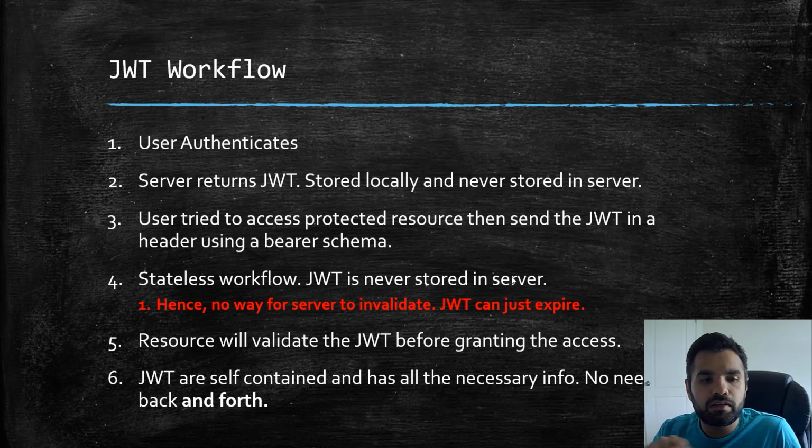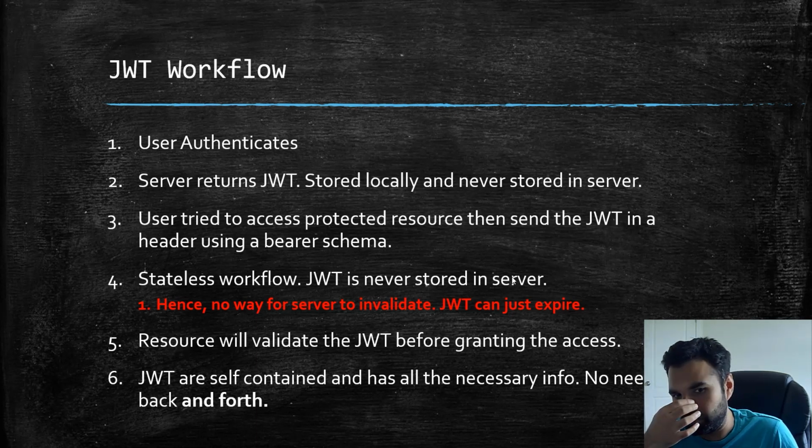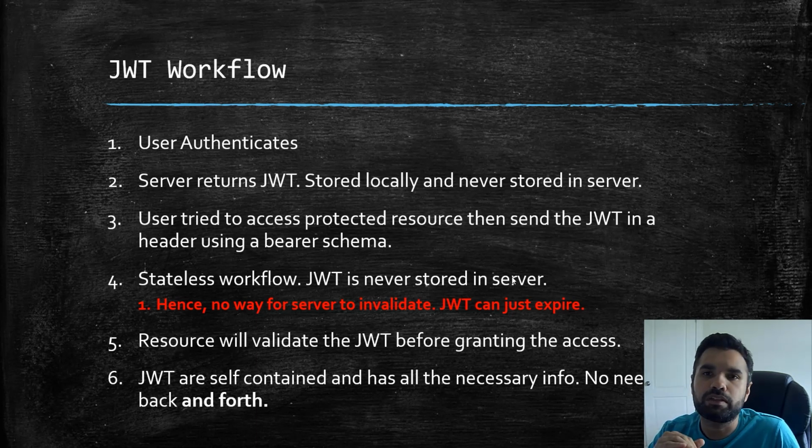Now, the server will validate the JWT before granting the access. And JWTs are self-contained and have all the necessary info. No need to go back and forth, right? So as I said, the payload contains all the information that's needed for the server to authenticate the user or authorize the user. So it has all the data.